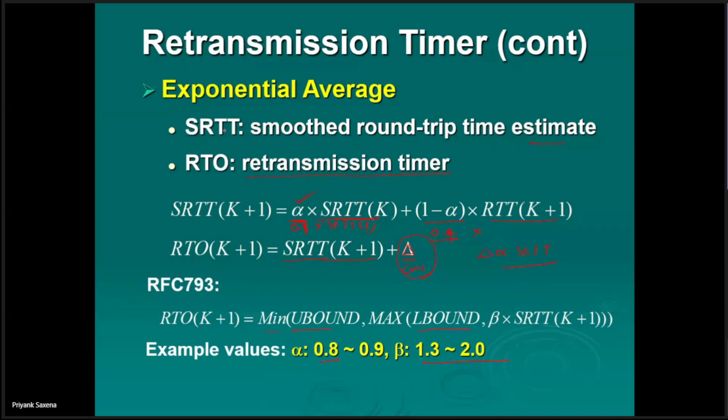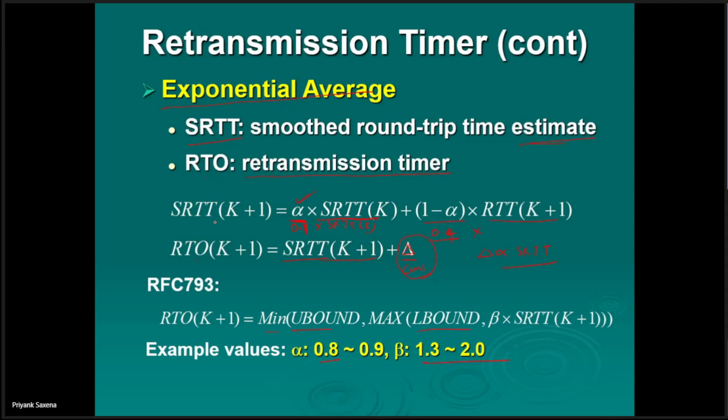So rather than giving equal weightage to all the round trip times, what we are going to do, we are going for an exponential average. So as I concluded, the most recently transmitted segment reflects the actual delay in the network. So they should be given higher weightage as compared to the segments transmitted earlier, right? This is called the smoothed round trip time estimate, SRTT, and RTO is the retransmission timer value.